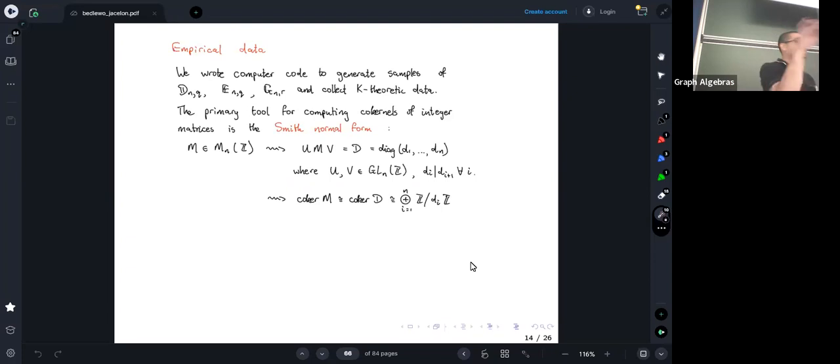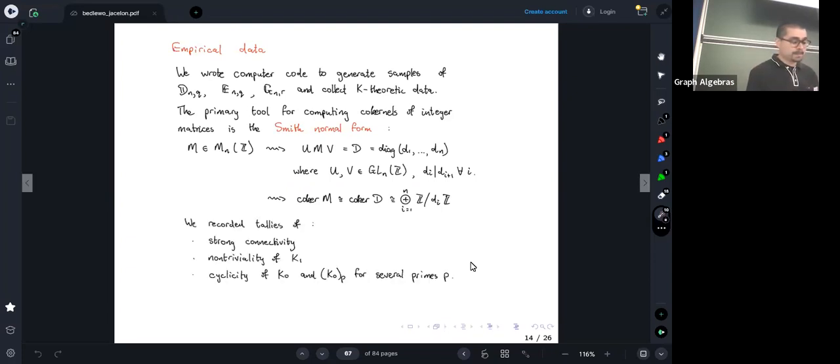So it's the direct sum of these cyclic groups determined by the d_i's. Okay, so we use the Smith normal form to compute K0 and also compute the Sylow p-subgroups. And then we just recorded a bunch of tallies of whether or not the graphs we generated were connected, whether we got non-trivial K1, whether or not we got cyclicity of K0 and K0 Sylow subgroups.